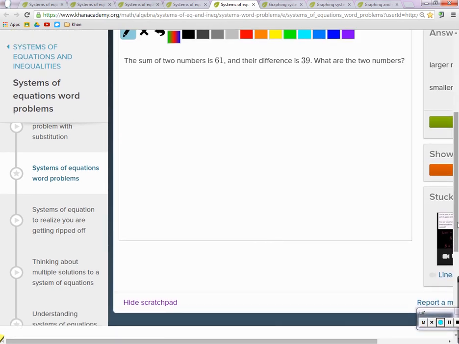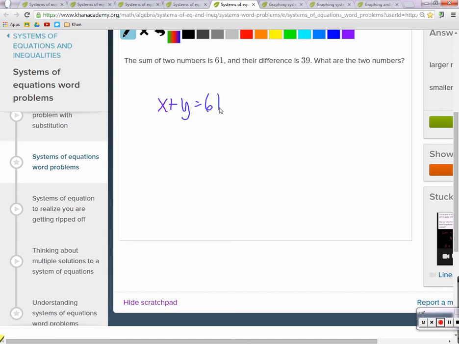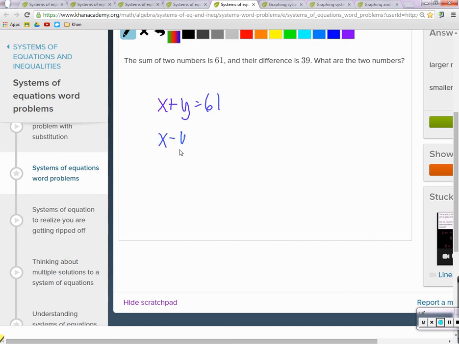Oh, I kind of want to put this towards the beginning because this is a little bit more of a simple system. That's fine. The sum of two numbers is 61. How do I say that? The sum of two numbers is 61. x plus y equals 61. Exactly. Their difference is 39. Yeah. x minus y is 39.